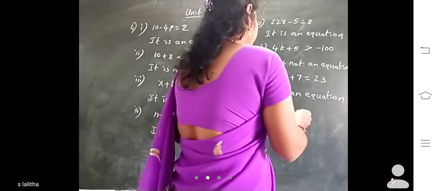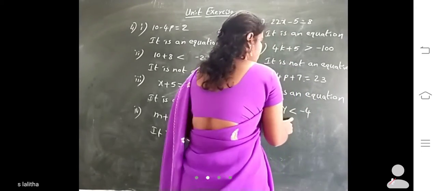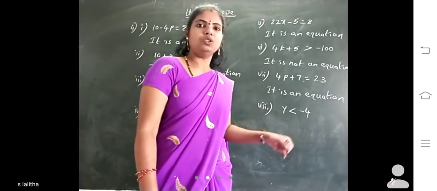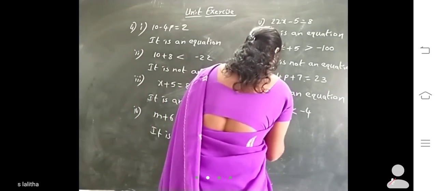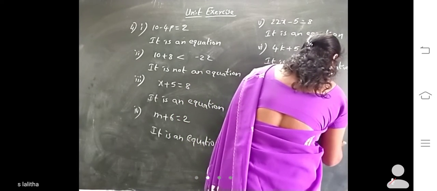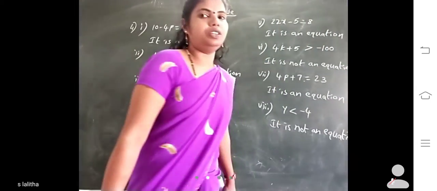Next, y < -4. So is it an equation, children? No. Why? Because here there is a less than symbol, no equal to symbol, so it is not an equation.